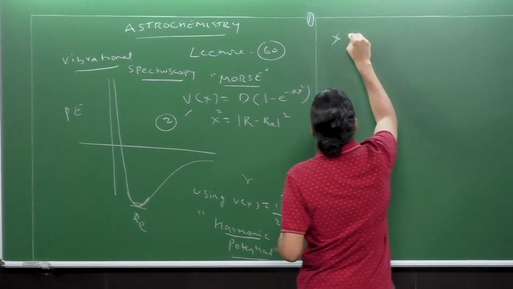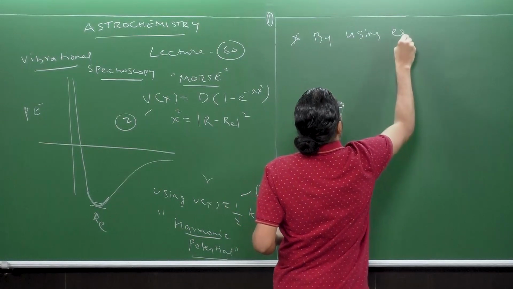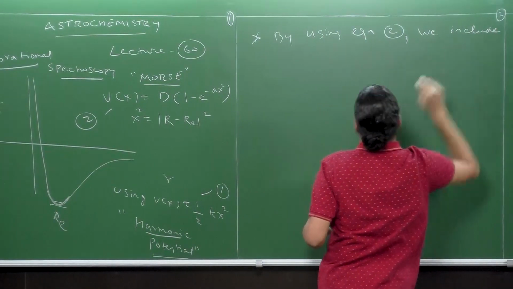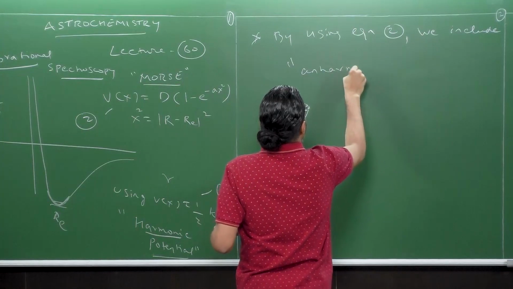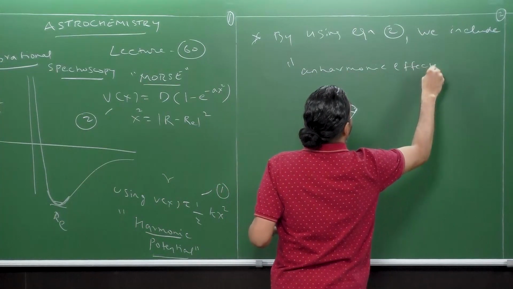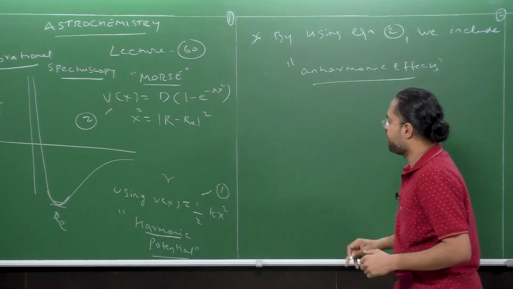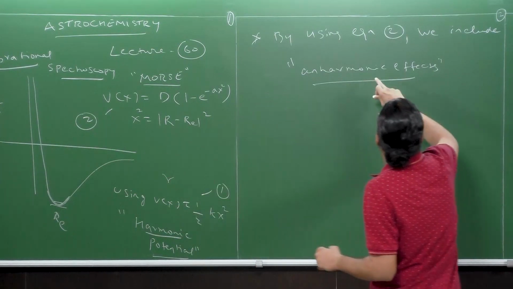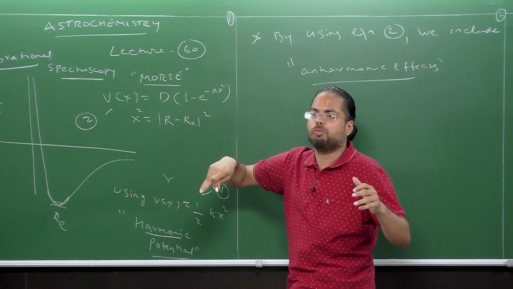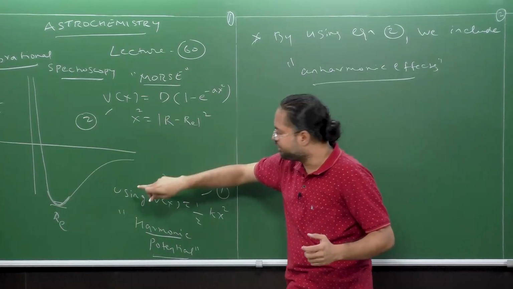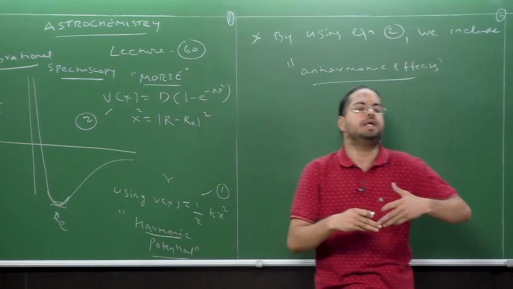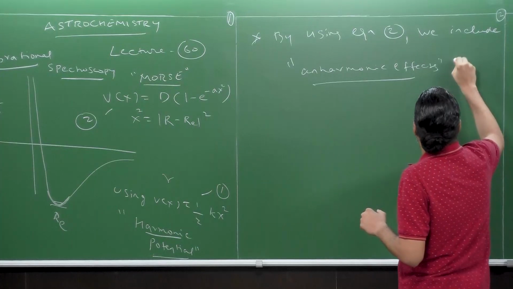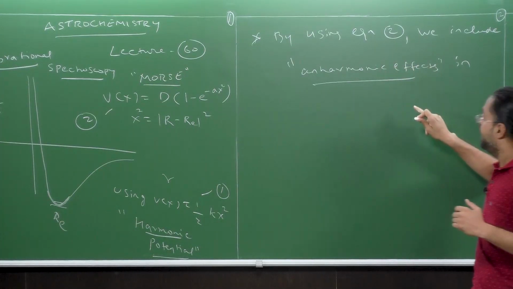By using equation 2, we include what are called anharmonic effects in the molecular vibration. Because by simply using the harmonic potential, we do not include the anharmonic effects. So by using a modified potential, by the way, there is no one single unique way to address this issue. We can use any type of function, but this is a widely and conventionally used function to describe the anharmonic effects in molecular vibrations.